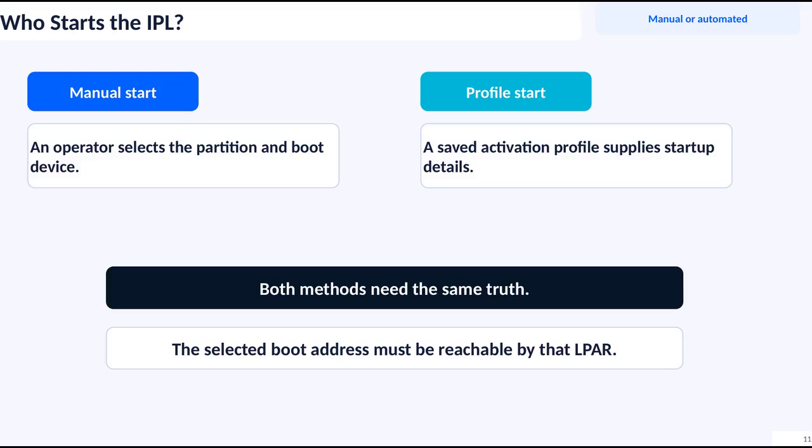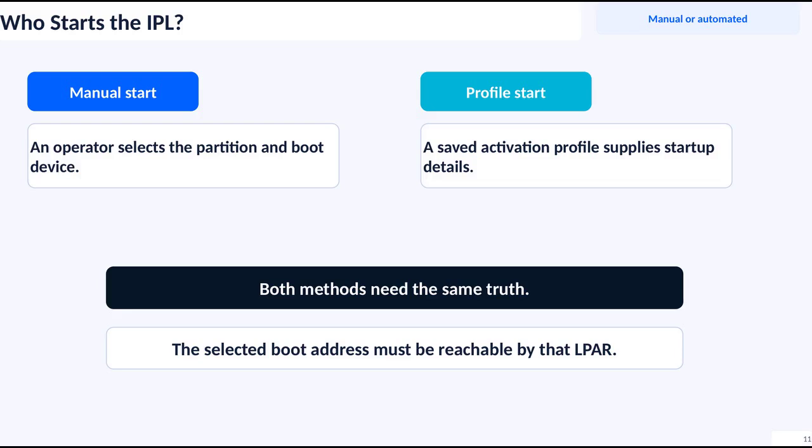An IPL can be started manually by an operator, or it can be driven by a saved activation profile. Either way, the same key decisions are involved. Which LPAR should start, and which boot device should it use. The profile is like a saved morning routine. Instead of choosing every setting from scratch, the routine remembers important choices, but a saved routine still depends on accurate information. If the saved boot address points to a device the partition cannot reach, automation will fail just as quickly as a manual start.